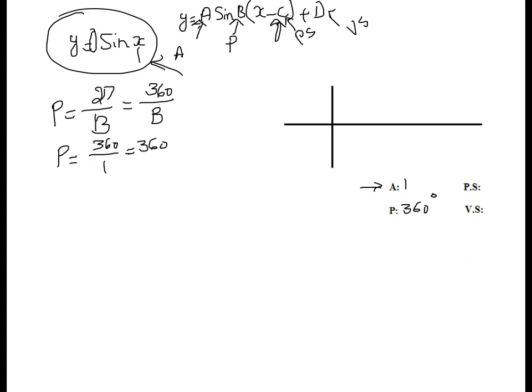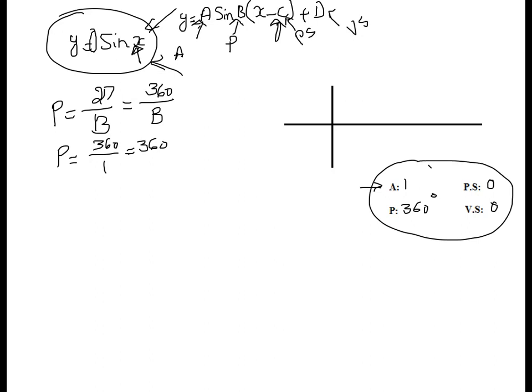Now, looking at this example, do you see any number inside the bracket with x? No. So what is the phase shift? 0. So I say phase shift is 0. Now, vertical shift is the number that you add to the sine. Do you add any number here to sine? No. So what is the vertical shift? 0. Excellent. You always have to have these 4 numbers written underneath your graph.